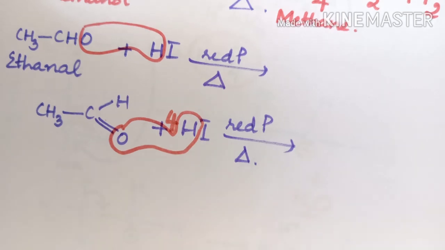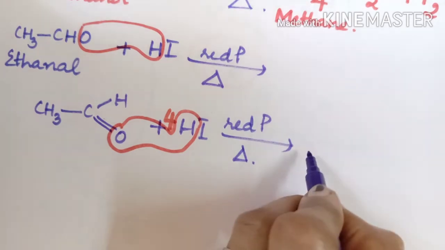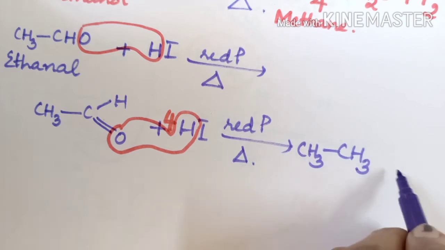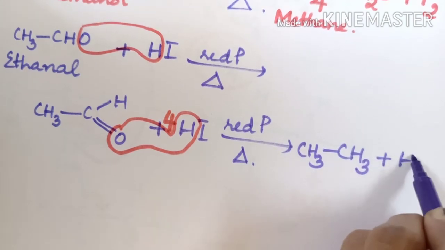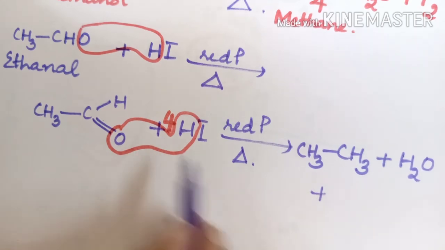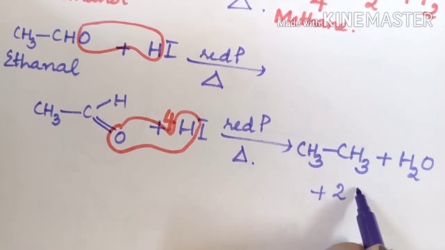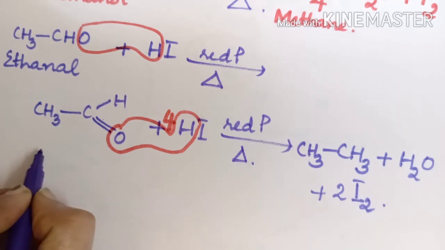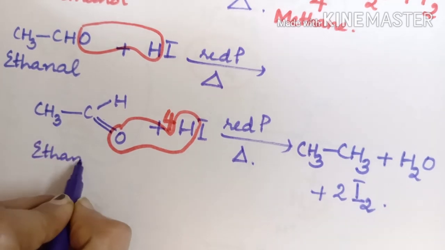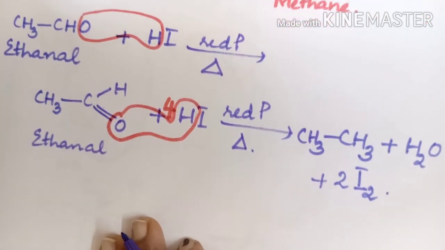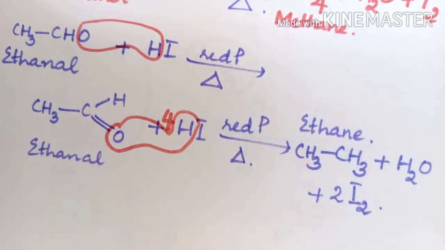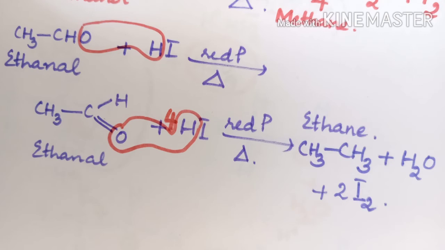So when 4 molecules of HI react together, it results in CH3 single bond CH3 plus H2O plus 2 molecules of iodine. Hope it is clear. That is, ethanal, when subjected to reduction, gives ethane, water and iodine.